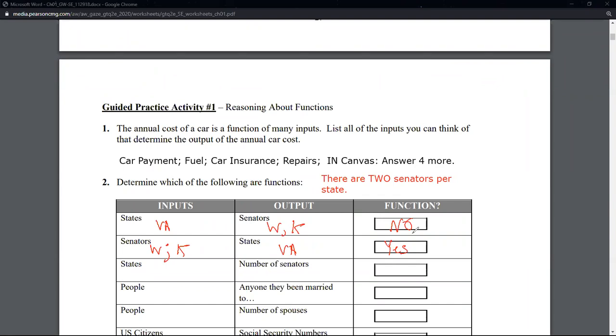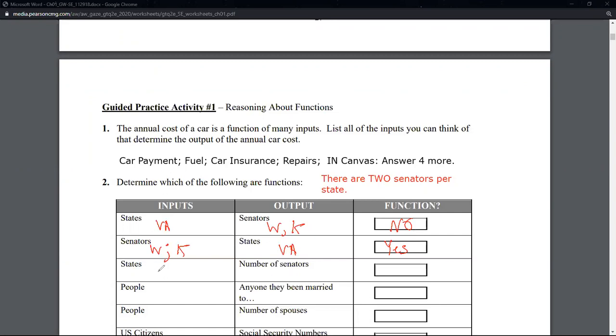Those are drastically different approaches. So again, when the input's Virginia, because there are 2 possible answers, Warner and Kaine, it's not a function. You can only have 1 possible answer. But when we input a specific senator, oh, Warner, he's from Virginia. Oh, Kaine, he's from Virginia. And then go and list whatever other ones you want.